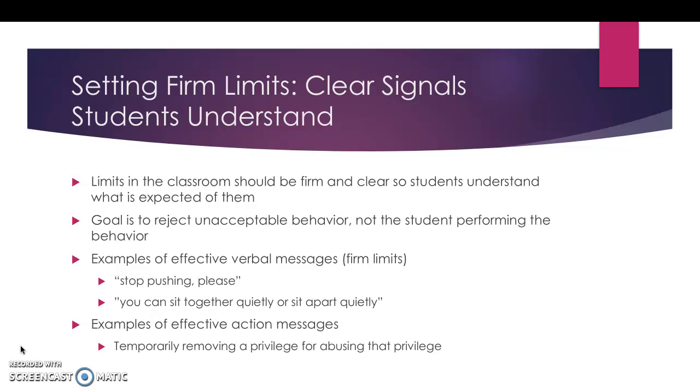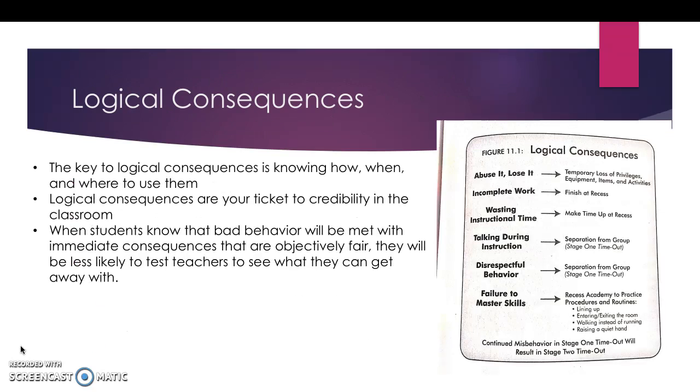Or you could sit together quietly, or you can sit apart quietly. You make it sound like it doesn't matter to you, but they know what you mean. And it's very firm, very clear. And then there are action messages as well, where you can actually act out these clear messages. So if a student is on his phone and you see that, you can temporarily remove the privilege because he has it out. So you can take it, and this sends the signal that this misbehavior will not be tolerated through your actions.